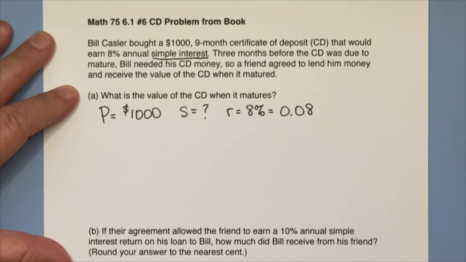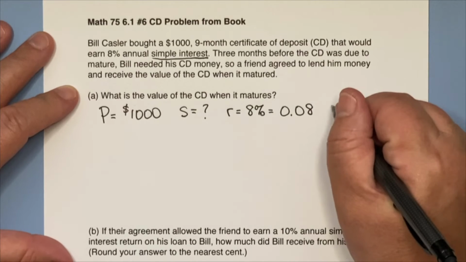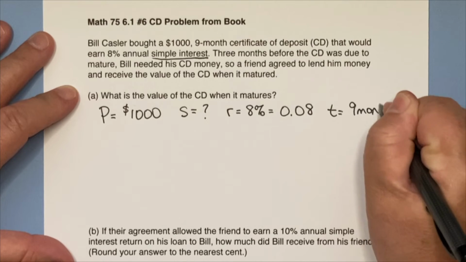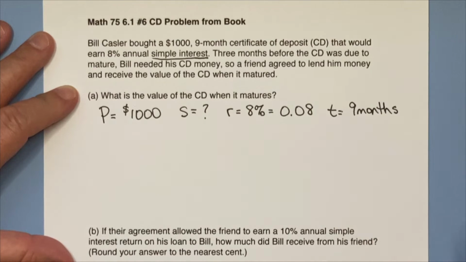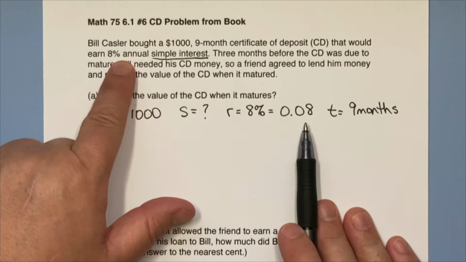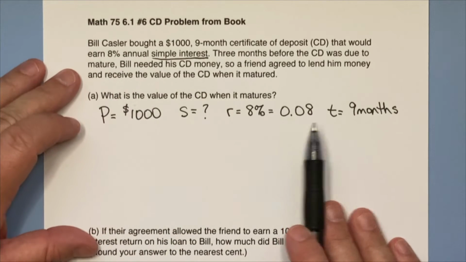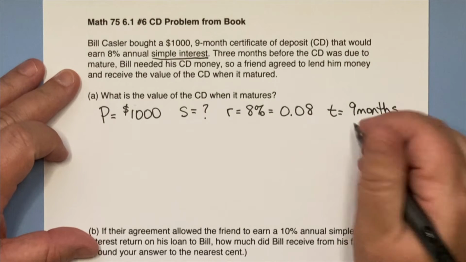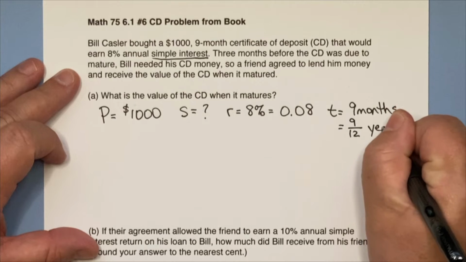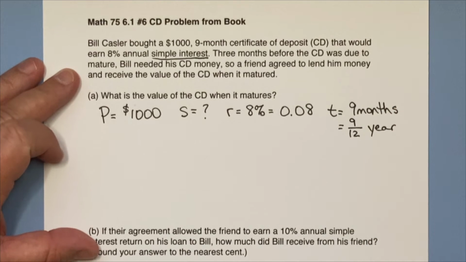And then the other exciting part of this is our T. Our time is 9 months. So what you have to know is normally the interest rate, right here it says annual simple interest, it's based on years. So we have to convert 9 months to a year. That would be 9/12 of a year. You could also look at it as 0.75 if you like. You could convert it to the decimal.